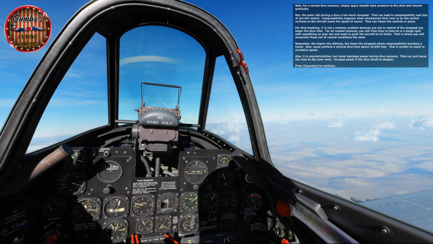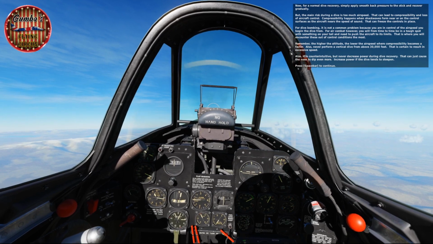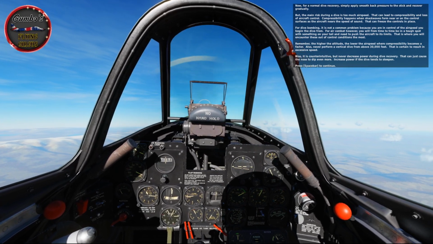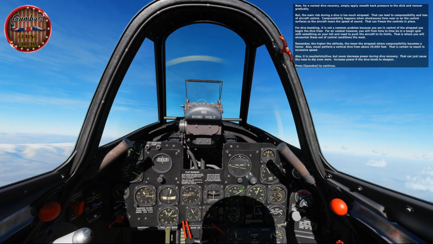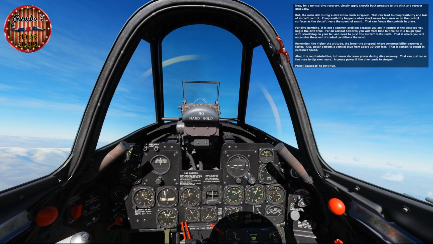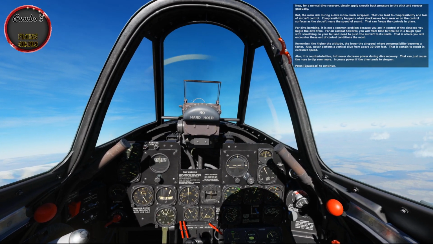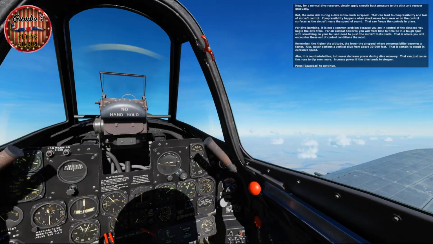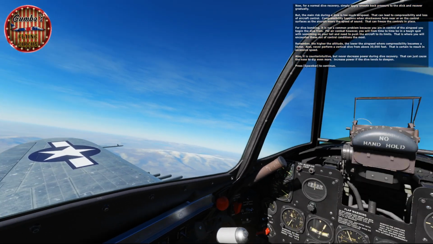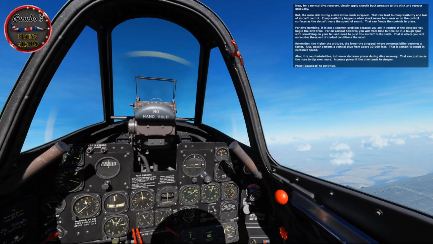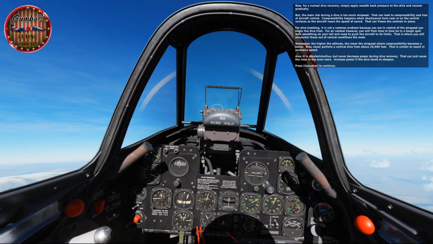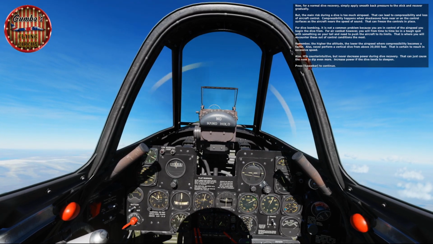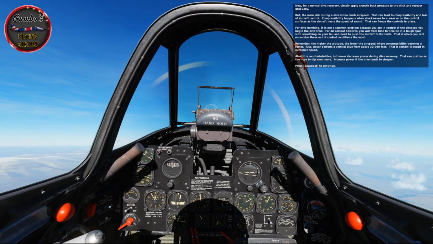Now for a normal dive recovery, simply apply smooth back pressure to the stick and recover gradually. But the main risk during a dive is too much airspeed. That can lead to compressibility and loss of aircraft control. Compressibility happens when shock waves form near or on the control surfaces as the aircraft nears the speed of sound. That can freeze the controls in place. For dive bombing, it's not a common problem because you're in control of the airspeed you begin the dive from.